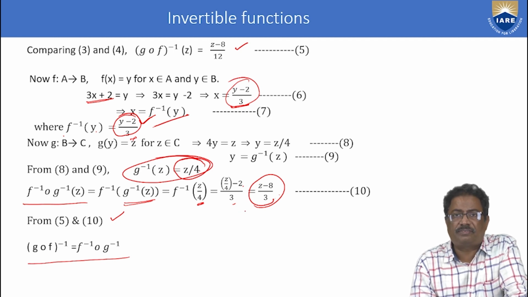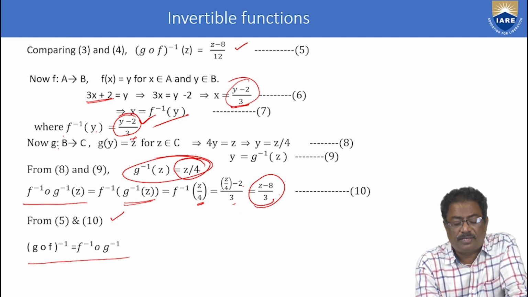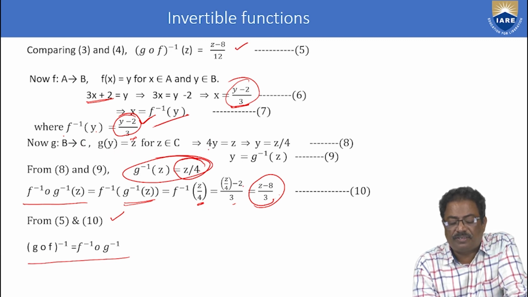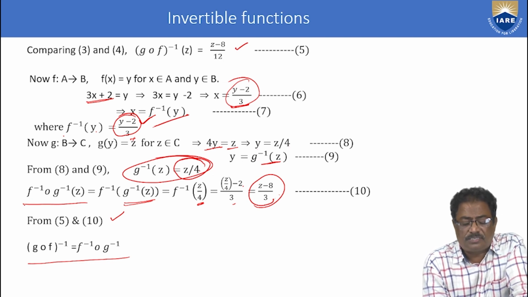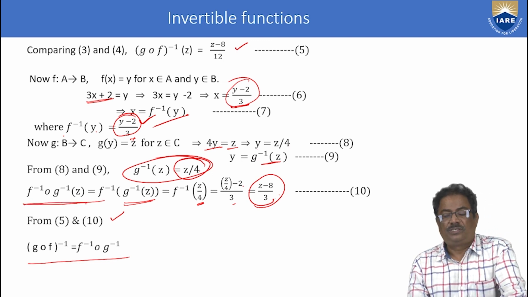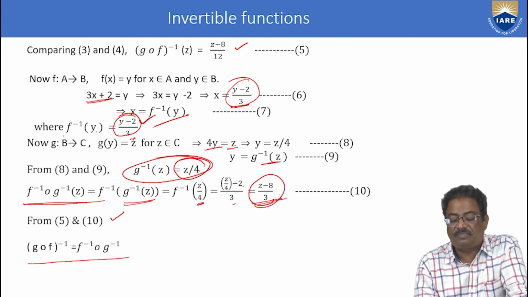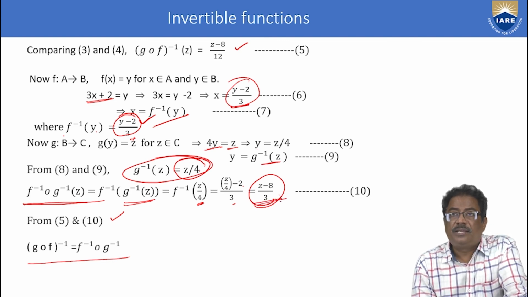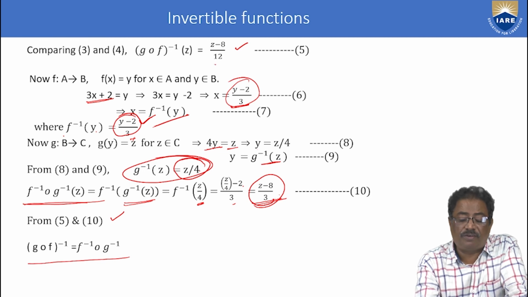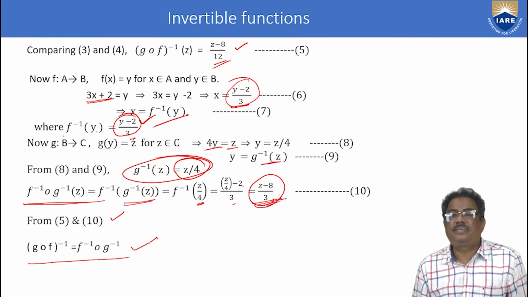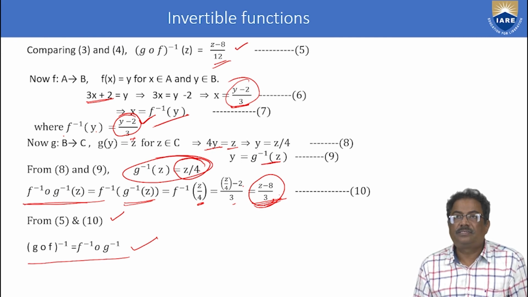So for showing the differences, I am going to use the variables. And next, g is from B to C. So g of y is equal to z. g of y is given as 4y is equal to z. So y is equal to g inverse of z, z by 4. Now after that, just a composition of inverse functions. So we are going to get this value, and by using equation 5 and equation 10, finally this is the result we are going to get.